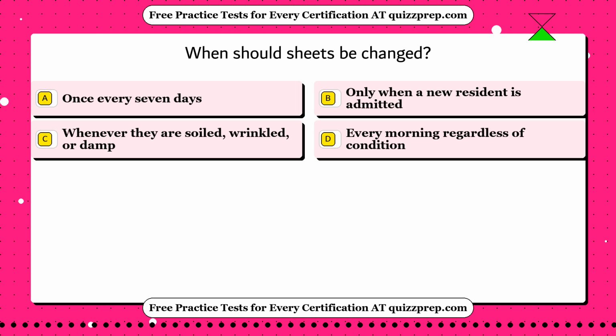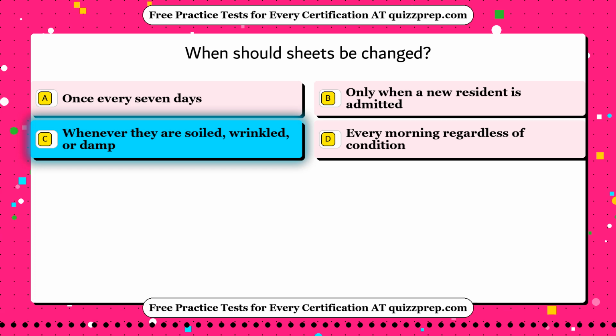Question 88. When should sheets be changed? Option A, once every 7 days. Option B, only when a new resident is admitted. Option C, whenever they are soiled, wrinkled, or damp. Option D, every morning regardless of condition.